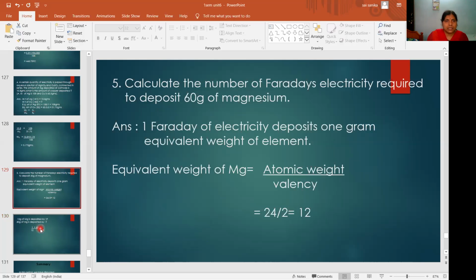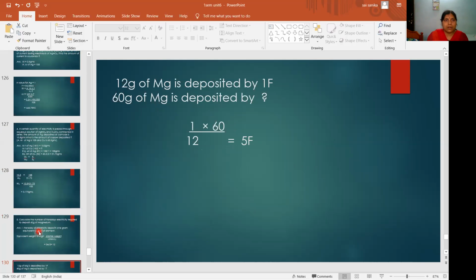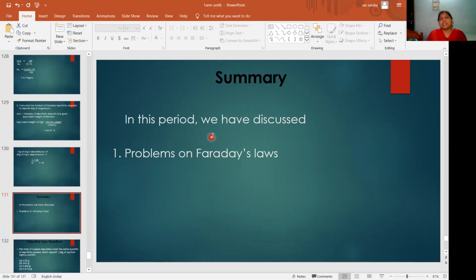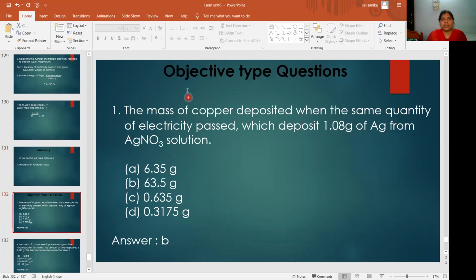So these are some of the problems we solved here. Next, summary. In this period, what have we discussed? Problems on Faraday's laws. Then we will go for objective type questions. This type of objective question you may expect from this topic. They will ask only simple problems. So now we discuss problems based on objective type questions.